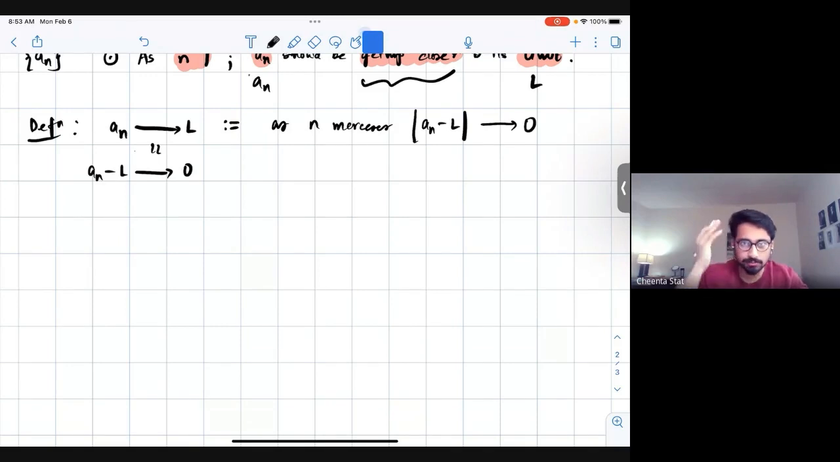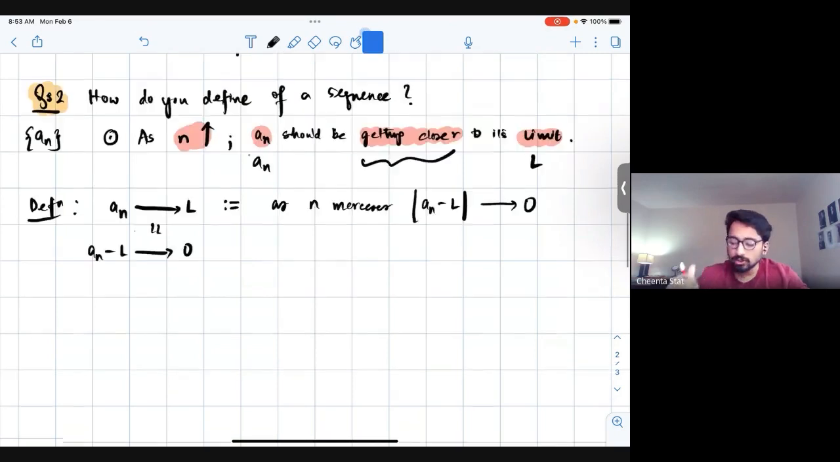They brought a dynamics to it. How did they do it? So understand there are two things. One is n is also increasing and the distance is also decreasing. So what they did is that they fixed a certain distance.